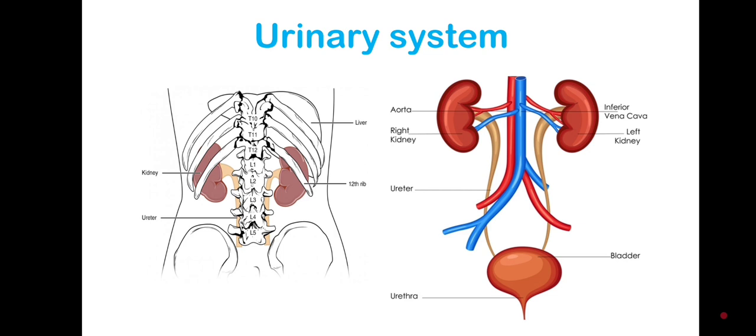According to the picture, you can see that our right kidney is slightly lower than the left kidney. It is due to the presence of the liver above it. In the picture, you can see the parts of our urinary system. There are two kidneys, the right kidney and the left kidney, as well as two ureters, for the right side and the left side. After that, there is a urinary bladder and a urethra.